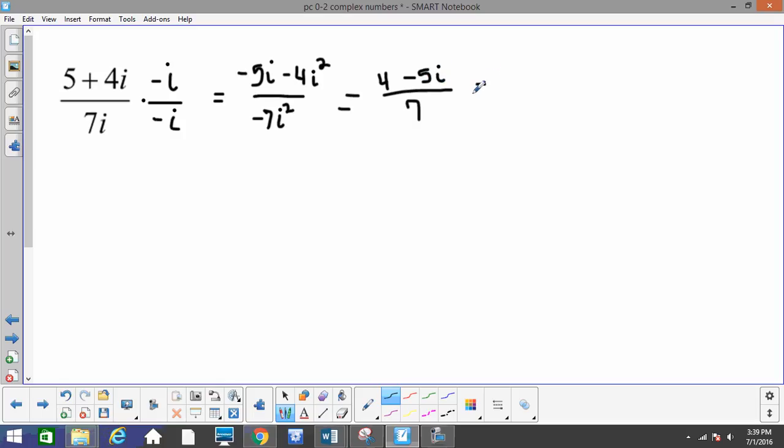And I'm going to separate this up so it looks like a complex number. That would actually be 4 sevenths. That would be my real part. And then my imaginary part is going to be minus 5 sevenths times i. So that right here is what my final answer really should look like.